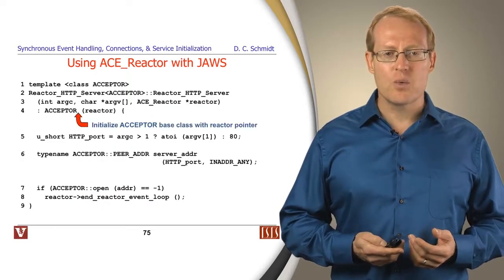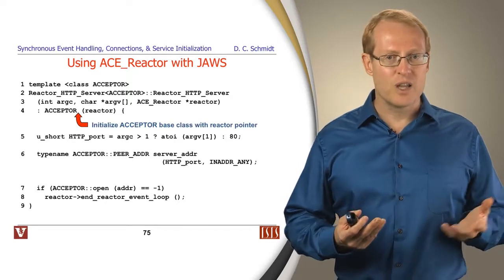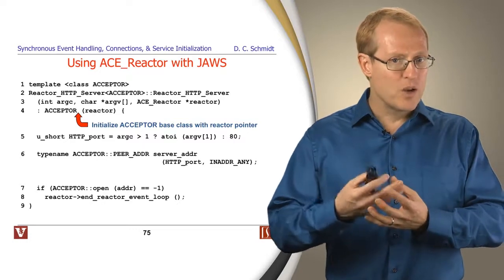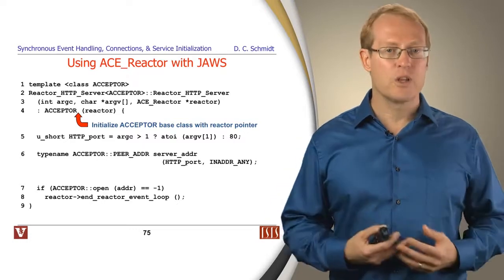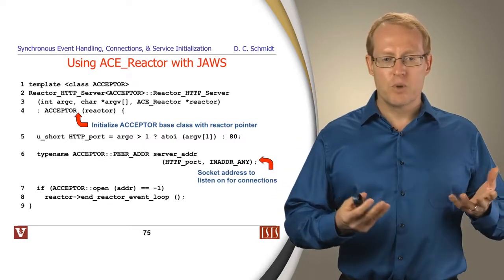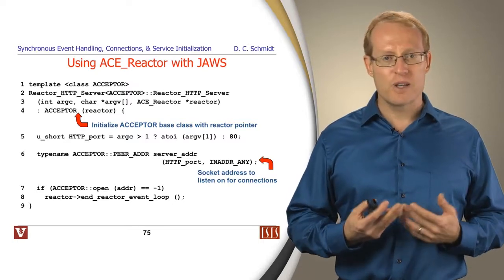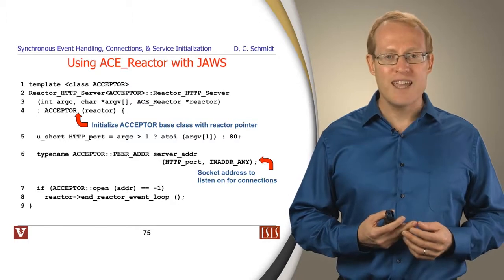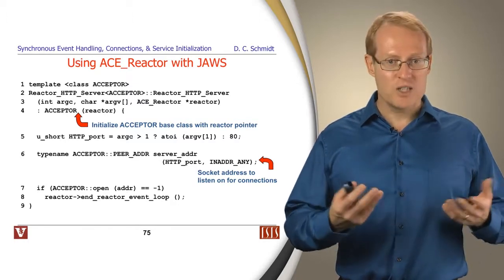As you can see here, we turn around and initialize the underlying acceptor base class, passing in the reactor pointer so it knows who it's associated with, which reactor it belongs to. We then do a little bit of parsing of the argv parameter to get the appropriate port number to listen on. We'll default, of course, to port 80. That's the canonical port number, but you can change that if you want.